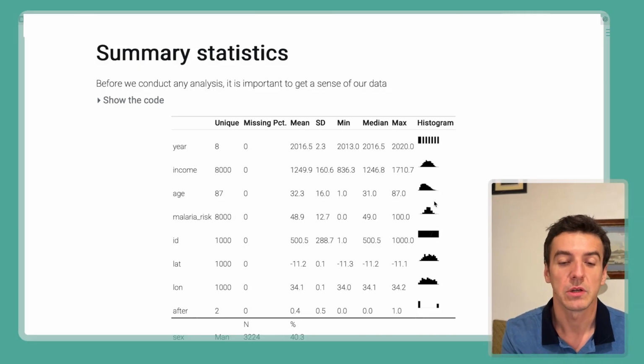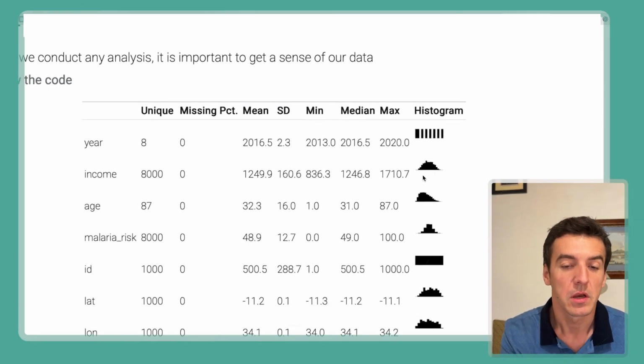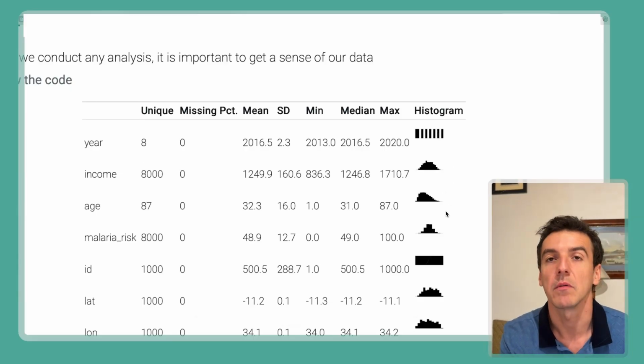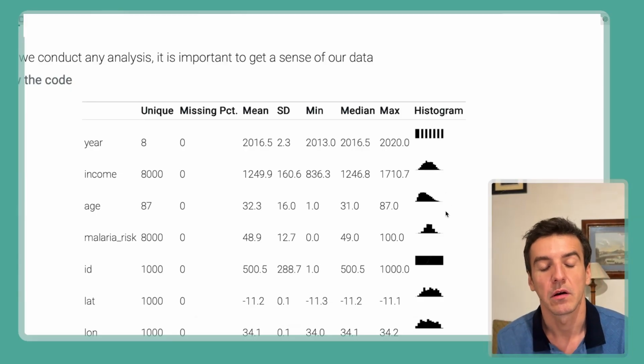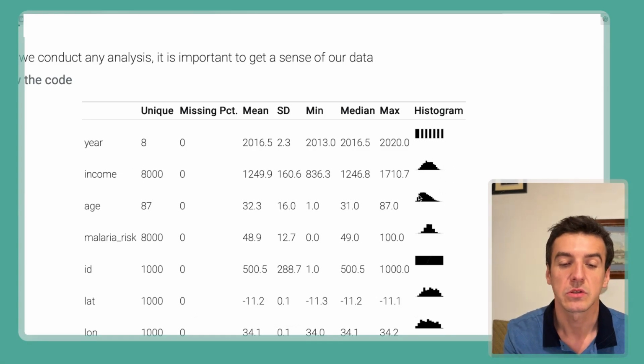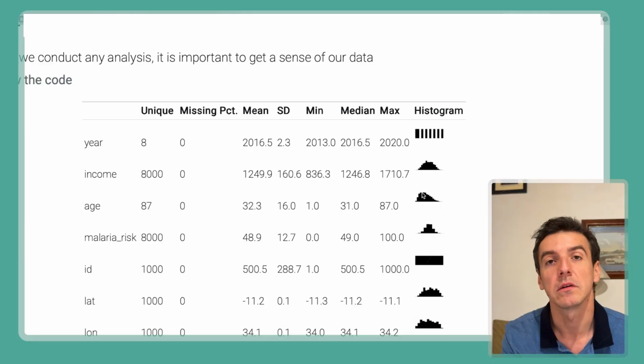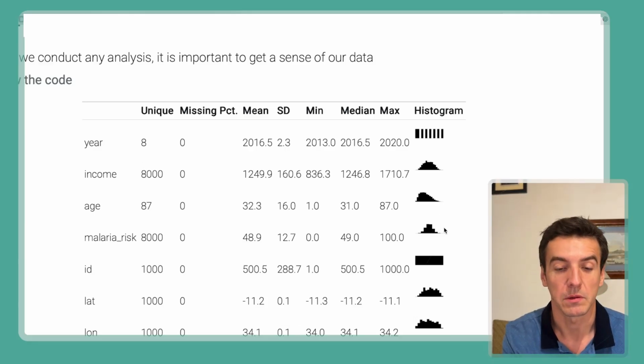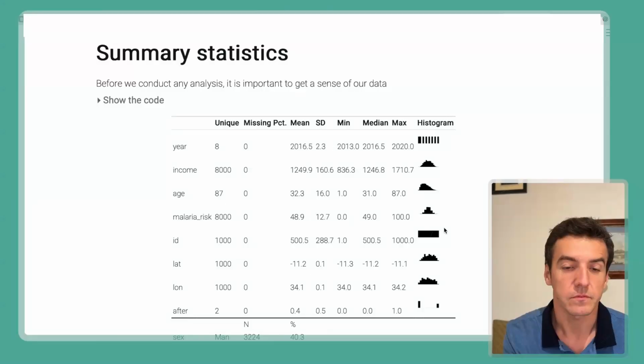So for example, we notice that income is pretty normally distributed, which is a bit unusual given that income usually is left skewed, meaning there's very few rich people and most people are very poor. And we can notice here that, for example, age is right skewed. So that means there's many more young people compared to older people. Okay, so we have all these variables.